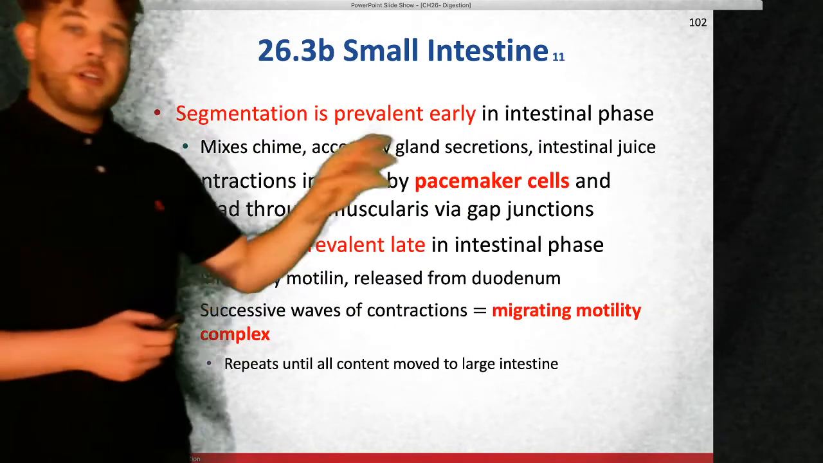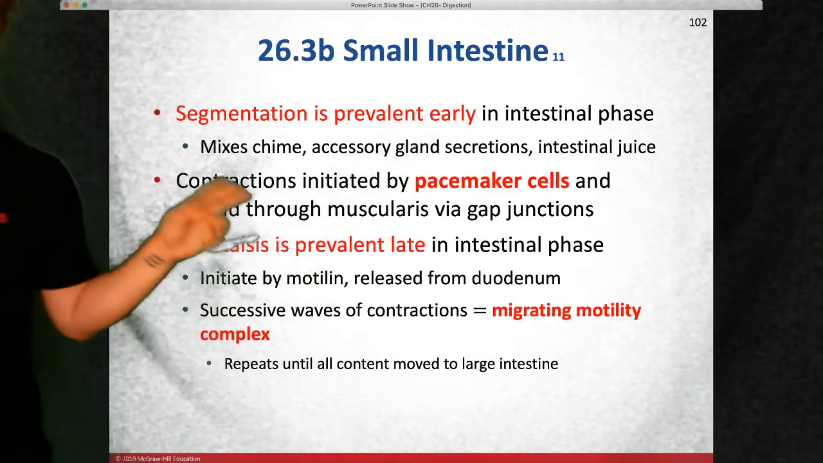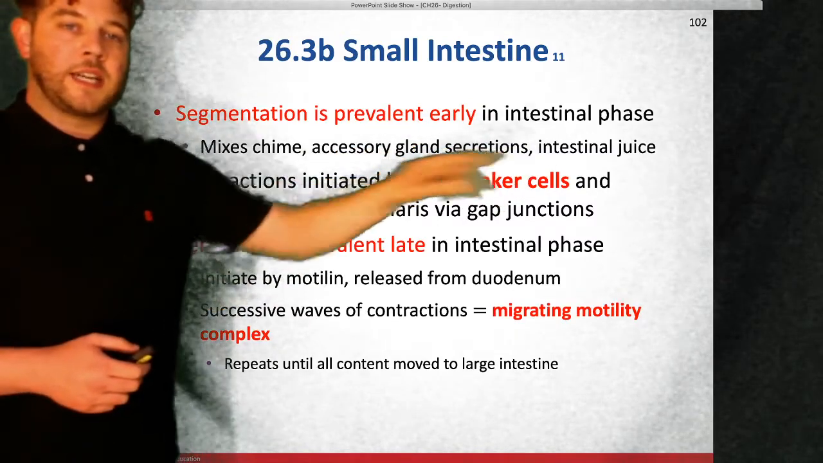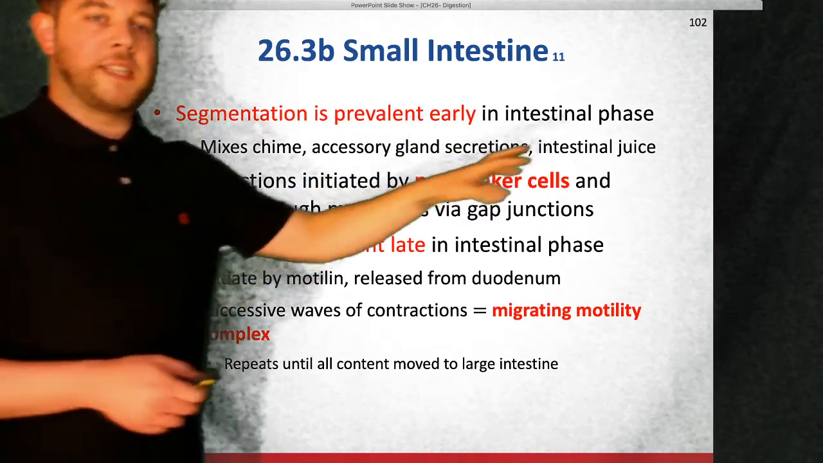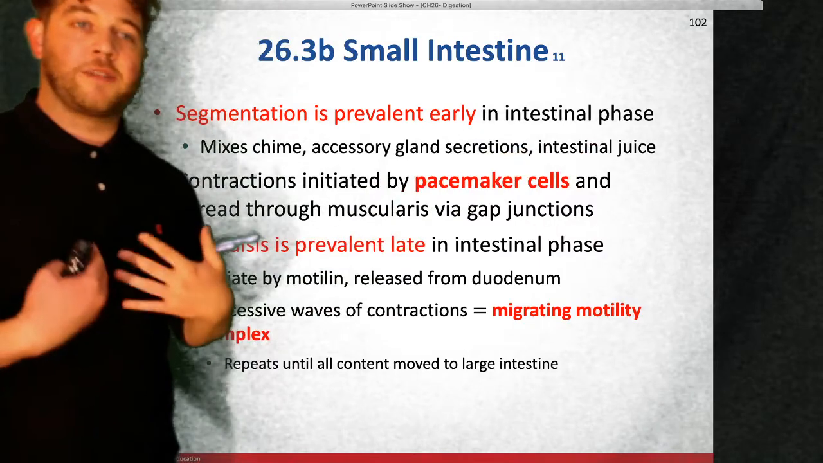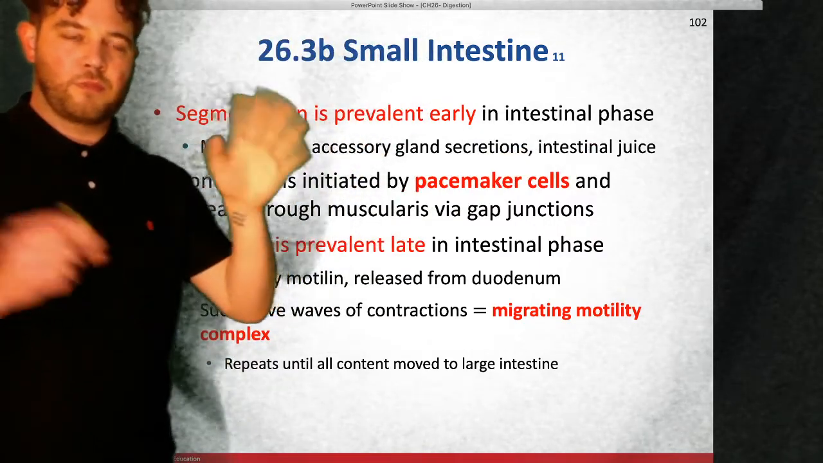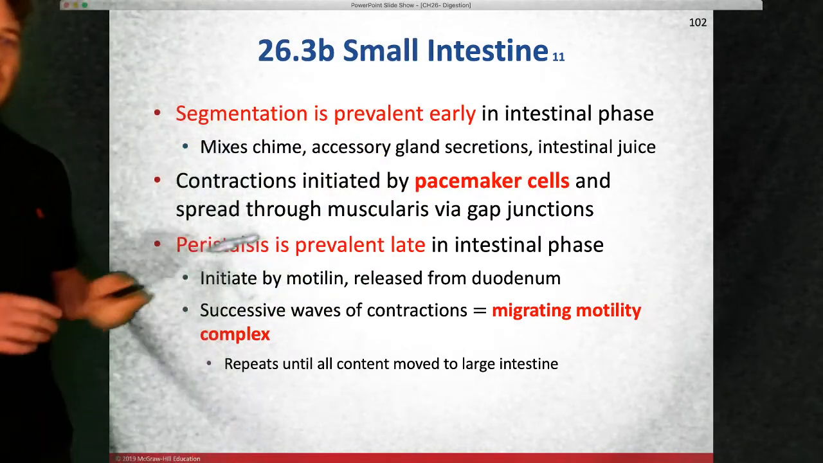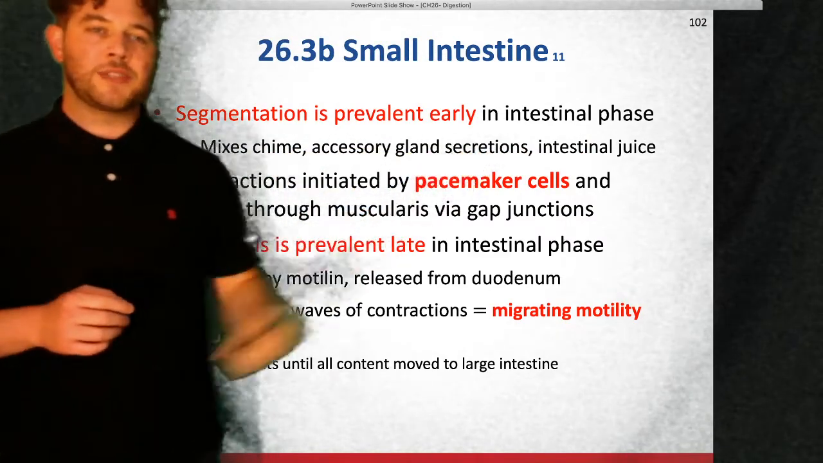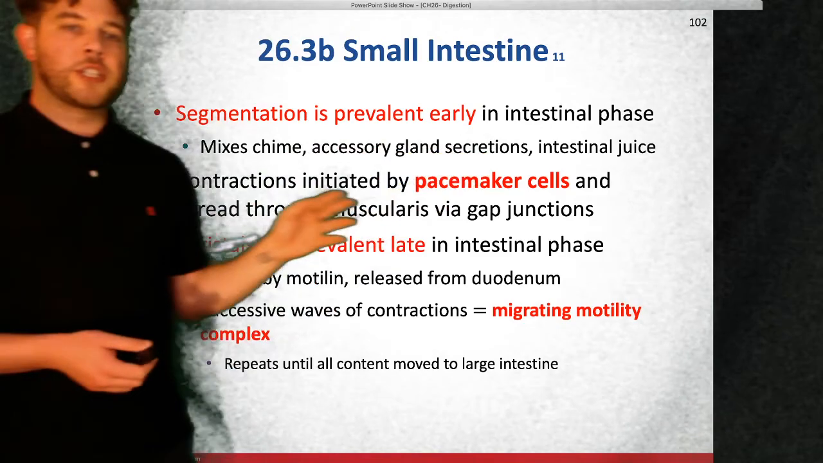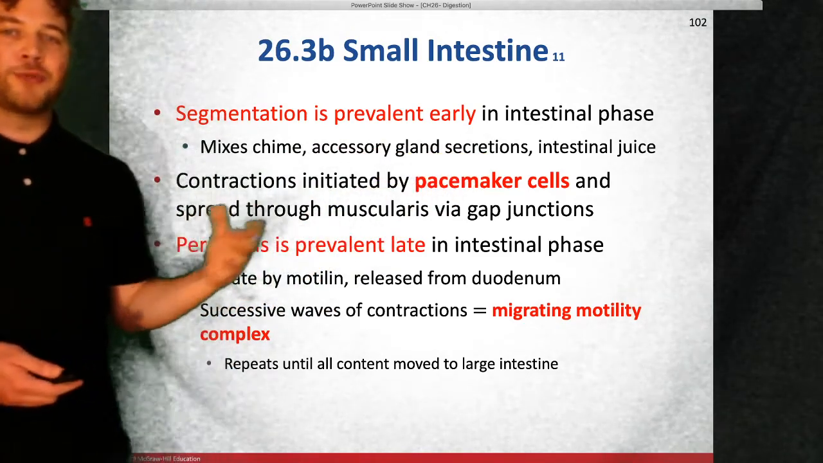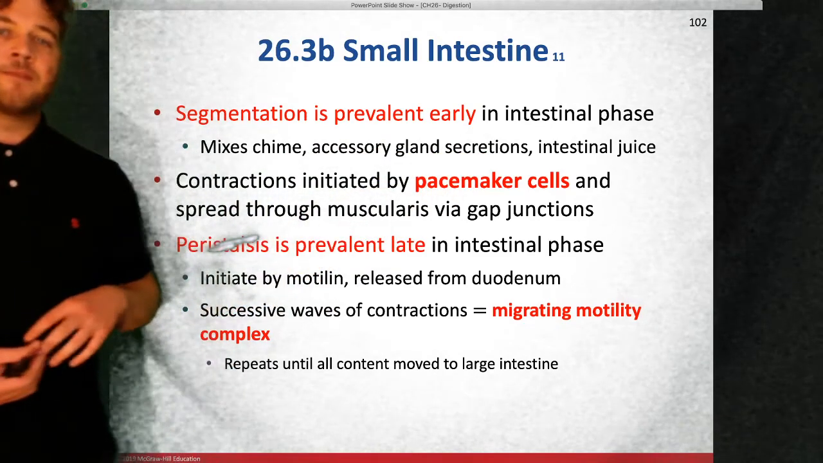Segmentation is prevalent early in the intestinal phase. It mixes chyme, accessory gland secretions, and intestinal juice. And when it talks about the intestinal phase, it just means the intestinal phase of digestion, not really anything to do with the stomach regulatory phases. So segmentation is prevalent early in the intestinal phase in the duodenum. Contractions are initiated by the pacemaker cells and spread through the muscularis via gap junctions.